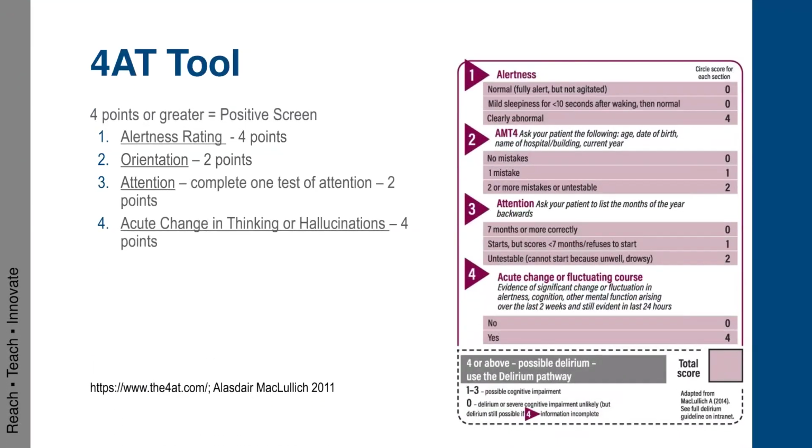The 4AT tool gives 4 points or greater as a positive screen, and one of the key factors is alertness. If a patient is not alert, is too sleepy, or is too hypervigilant or agitated, they will receive 4 points and thus become a positive screen for delirium using the 4AT. If they have a normal level of alertness, then we'll look at the orientation and do a test of attention. They ask the patient to do the months of the year backwards, and then they'll ask about acute change in cognition, in thinking, or perhaps having hallucinations.